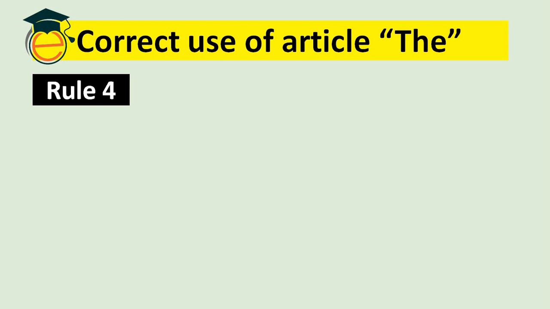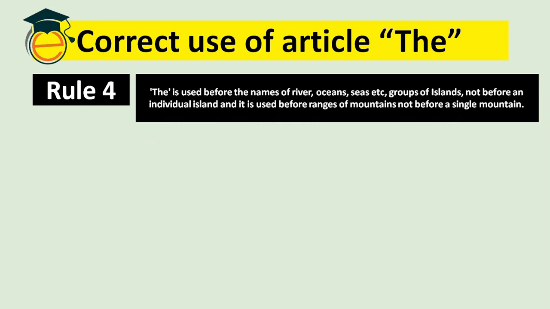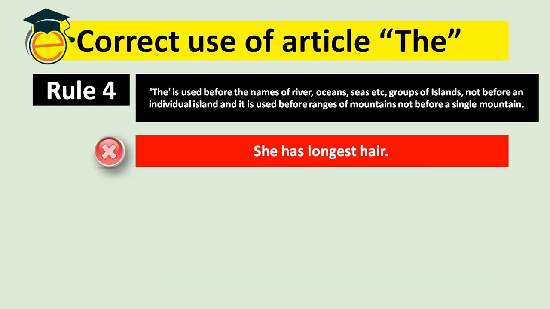Rule number 4. "The" is used before the names of rivers, oceans, seas, etc., and groups of islands, not before an individual island. It is also used before ranges of mountains, not before a single mountain, as you have also seen in the examples before. So let's take an example.